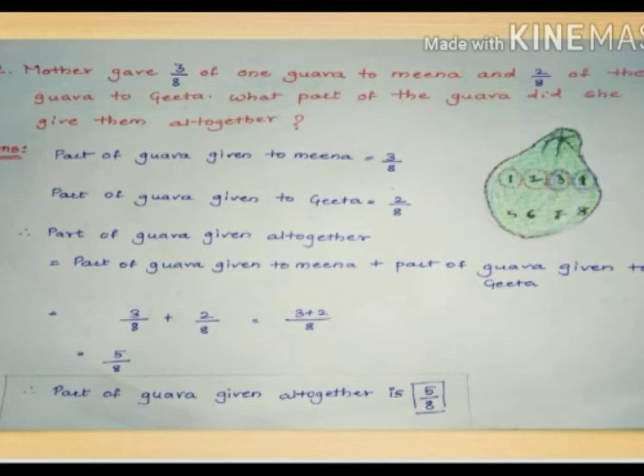Okay, so to find out what part of guava did she give them altogether, we have to add part of guava given to Meena and part of guava given to Geeta. So let's add 3 upon 8 plus 2 upon 8. Students, you can see they are like fractions since they have the equal denominator as 8. So just add the numerators 3 plus 2 and write denominator as it is, 8. So the answer is 5 upon 8. So therefore part of guava given altogether is 5 upon 8.